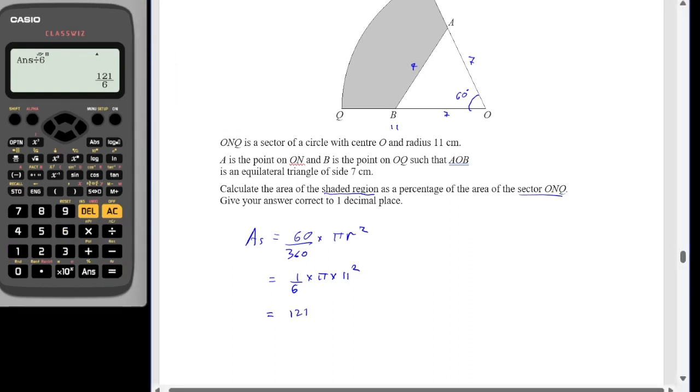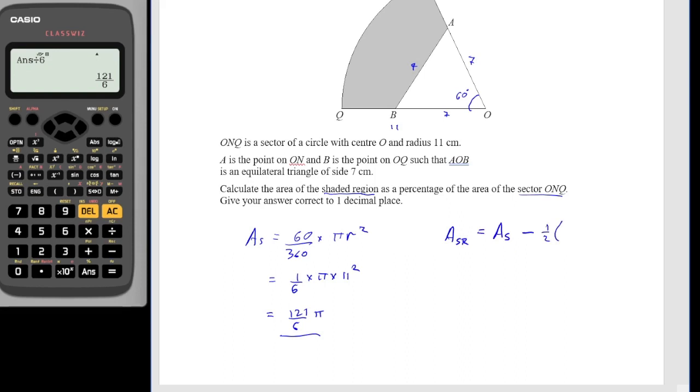So we've got 121 over 6 pi. So that's the area of the sector, which we do need. And then the area of the shaded region, I'm going to call it SR, is going to be equal to the area of the sector minus the area of the triangle, which is going to be a half of the base. Oh, we haven't got that.